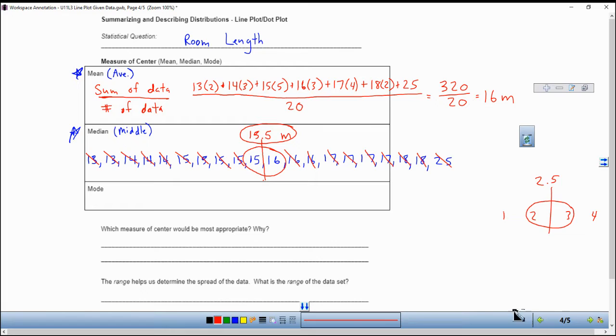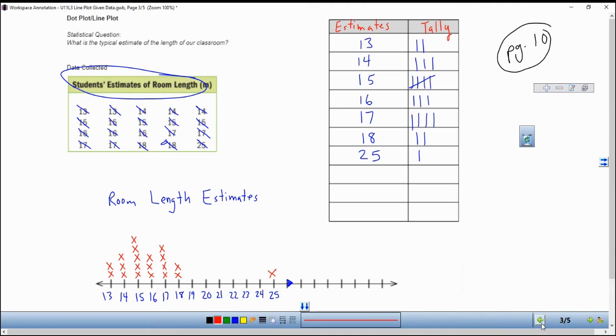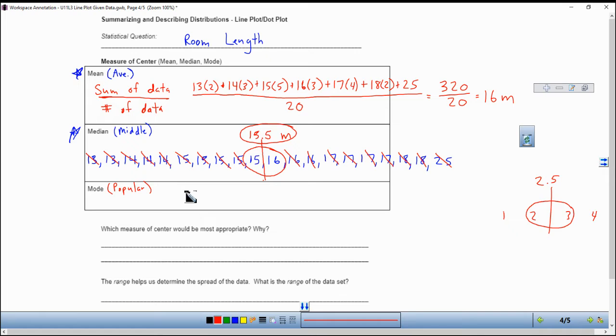Okay. So those are the measures of center. Now we're going to look at the mode, which again is the most popular piece of data. We're going to think which number comes up the most often. Well, if you look up here in the mean, we had 2 3s, 3 14s, 5 15s, 3 16s, 4 17s, 2 18s, and a 25. So it looks like we had the most 15s. If we look back at our graph, same thing. 15 is the highest. That's called the mode. So the mode is 15 meters. It came up the most.